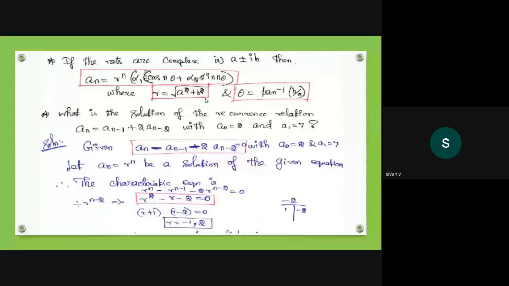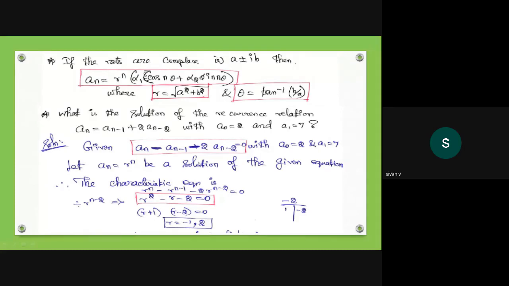Okay, now the first problem. What is the solution of the recurrence relation given as an equal to an minus 1 plus twice an minus 2, with initial conditions a naught equal to 2 and a1 equal to 7? Solution: this is the given recurrence relation. Bring this part to the left-hand side. So an minus an minus 1 minus 2 an minus 2 equal to 0, with a naught equal to 2 and a1 equal to 7.